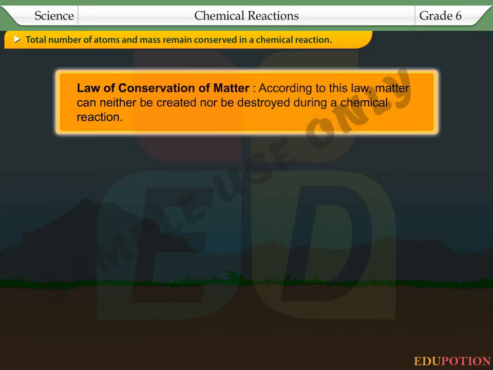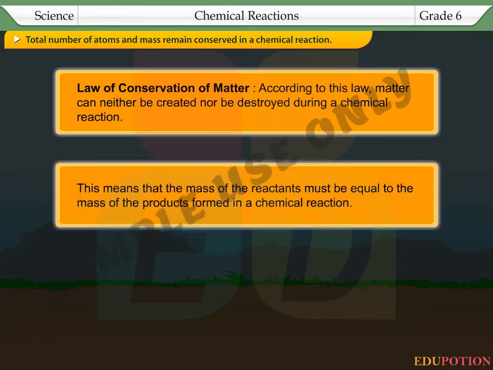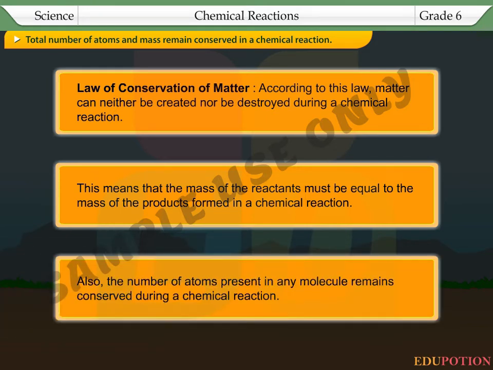Total number of atoms and mass remain conserved in a chemical reaction. Law of conservation of matter. According to this law, matter can neither be created nor be destroyed during a chemical reaction. This means that the mass of the reactants must be equal to the mass of the products formed in a chemical reaction. Also, the number of atoms present in any molecule remains conserved during a chemical reaction.